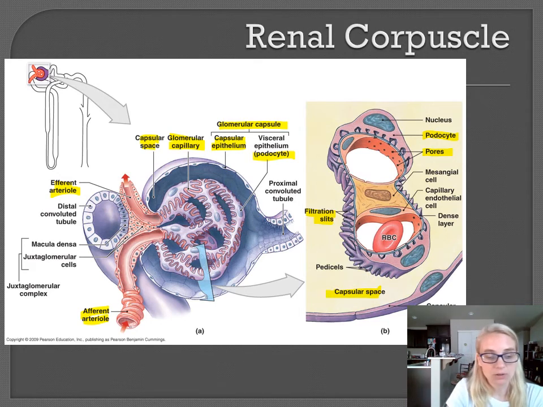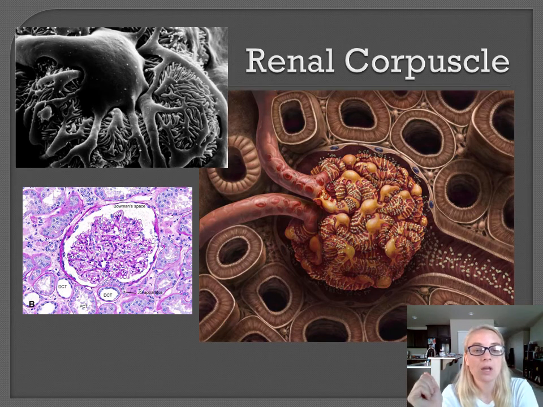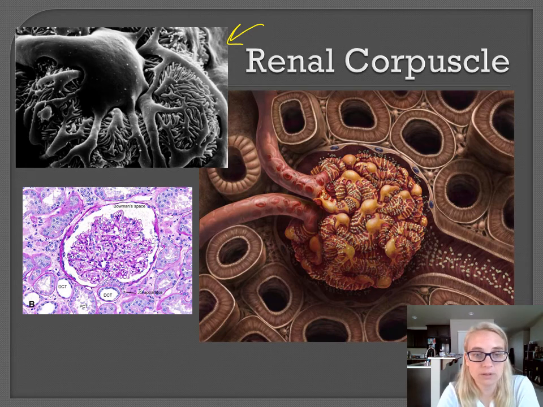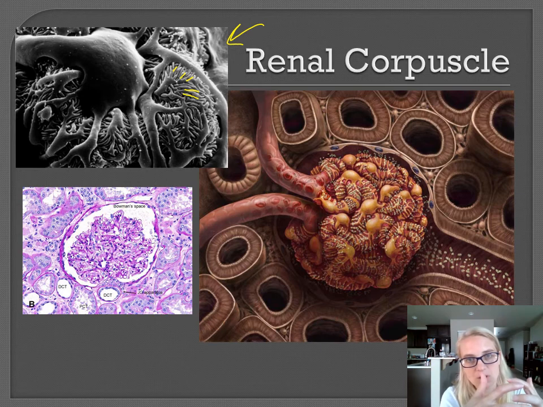All right, so let's take a look at some visuals of the renal corpuscle. The corpuscle is just a name for the glomerulus and the capsule together. So the corpuscle includes the surrounding glomerular capsule and the capillaries themselves. The black and white picture up here on the top is an electron micrograph of a corpuscle. And I love it because you can see the intricate nature of these filtration slits, how closely entwined those podocyte extensions of that visceral epithelium are.